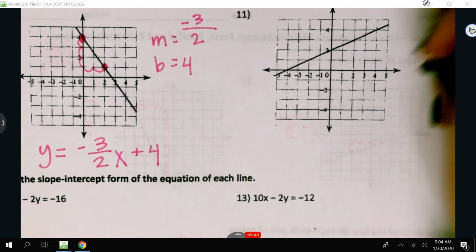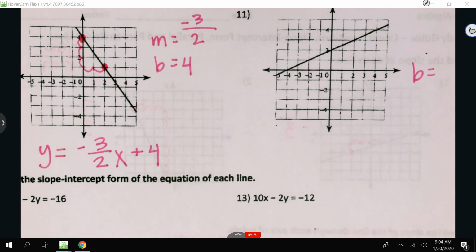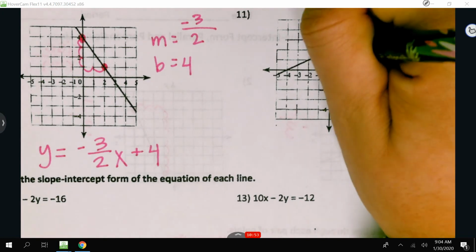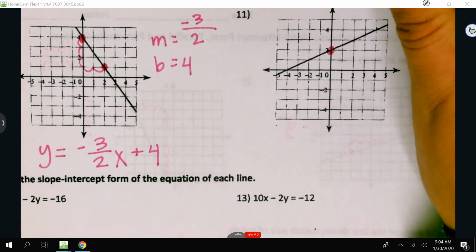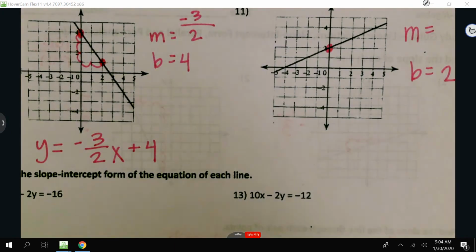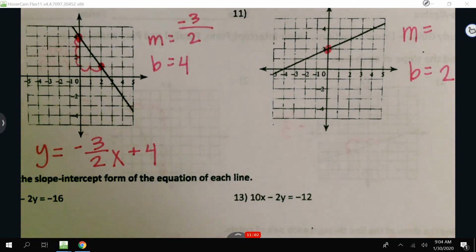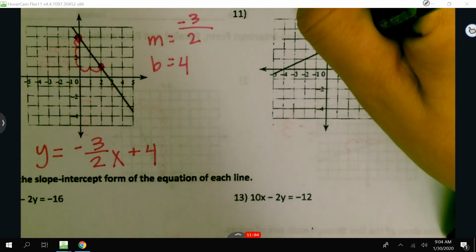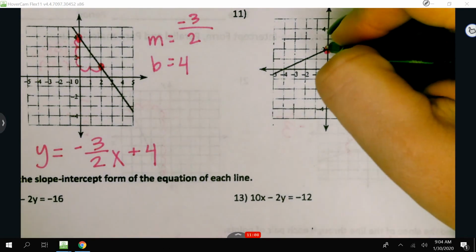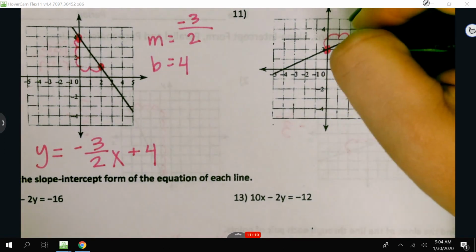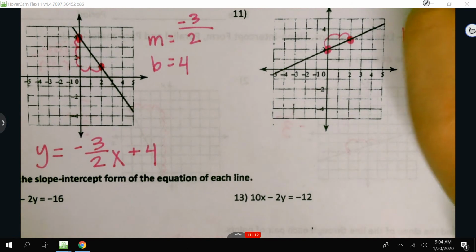All right, doing the same thing on number 11. I need to find my b first. So what is b? 2. It is right there at positive 2. And then my m, I need to find another point. So what if I choose this one? How do I get there? Up 1 over 2. So that's a positive 1 over 2.